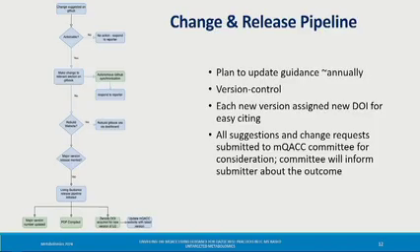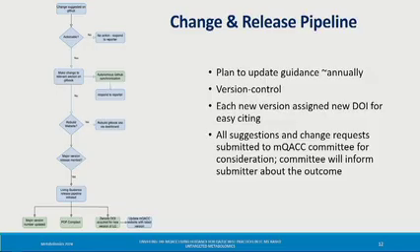So this is just a brief outline of how the change and release pipeline might work. The general plan is to update the guidance annually in response to community feedback, individual issues, and corrections that we ourselves realize need to be made. The intention is that it's going to be version controlled by design, so every previous version, every single change should be persisted and available, and should we need to, we can roll back changes, and you should be able to browse every single version of the document.